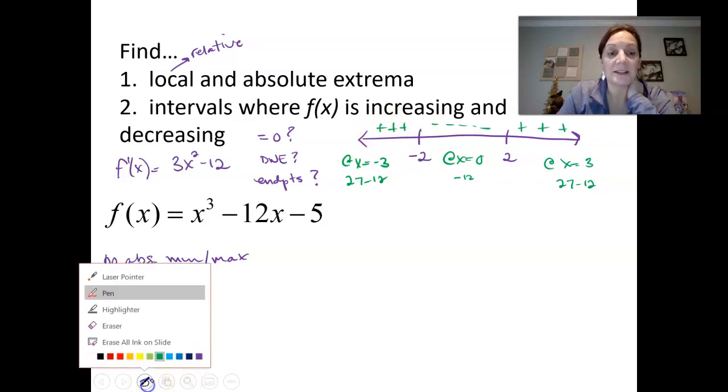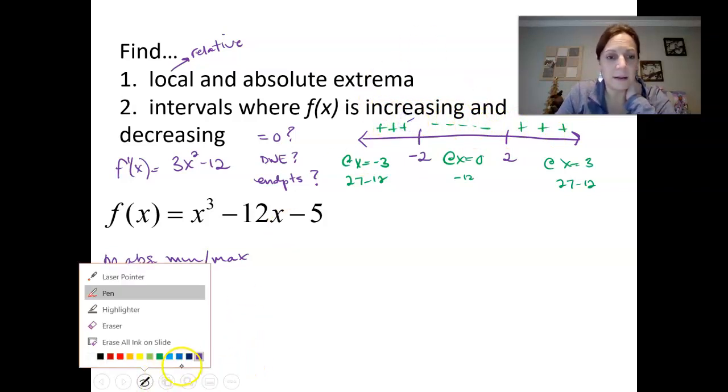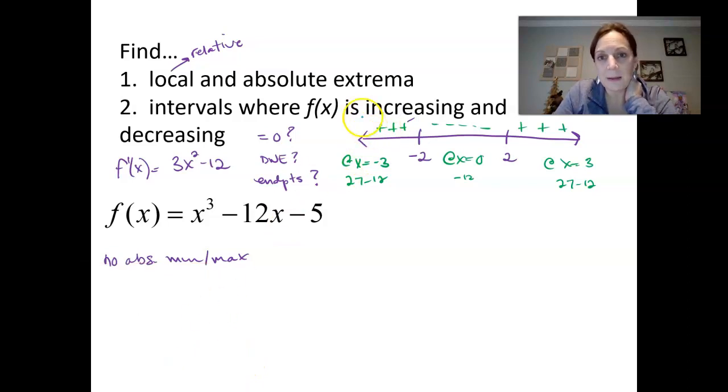So I'm going to look at my sign chart to get all of the information I need. Here's my intervals where it's increasing. Here's my interval where it's decreasing. I can look here and say, okay, it was increasing and then it started decreasing. That makes this a max. Here it was decreasing and then it started increasing. That makes this a min.